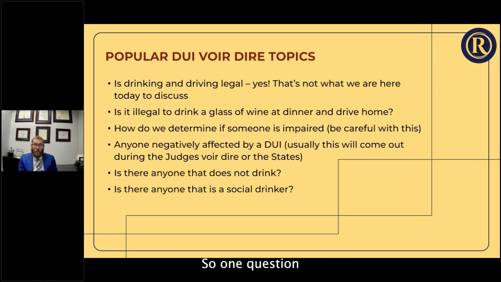So one question that everyone loves to ask in a DUI voir dire is, is drinking and driving legal? Because the answer is yes. And that's not what we're here to discuss today. This is driving under the influence. That allows you then to talk to jurors about who here is a social drinker. If someone raises their hand and says they're a social drinker, what does that mean? What does social drinking mean to you? Okay. Do you go to dinner and have a glass of wine?